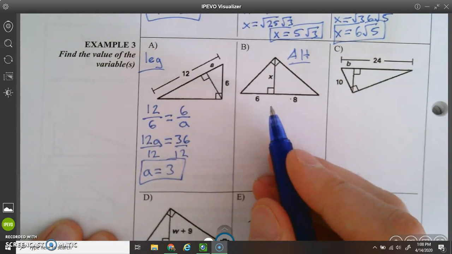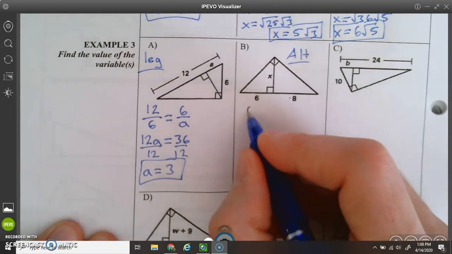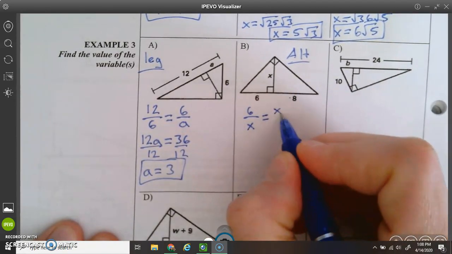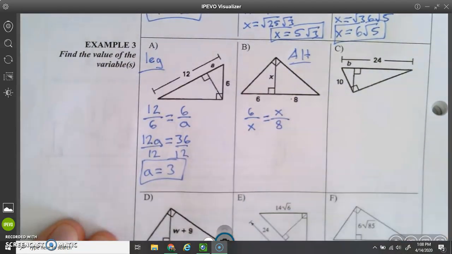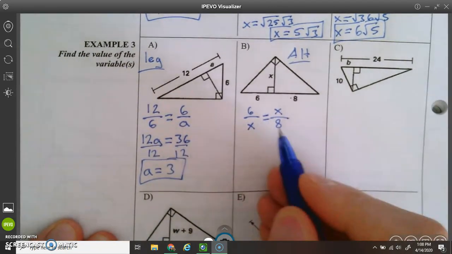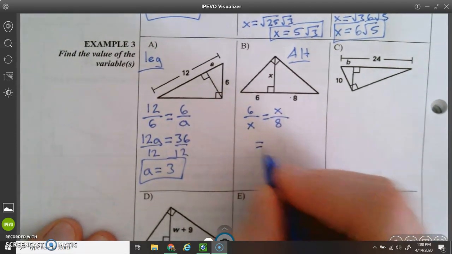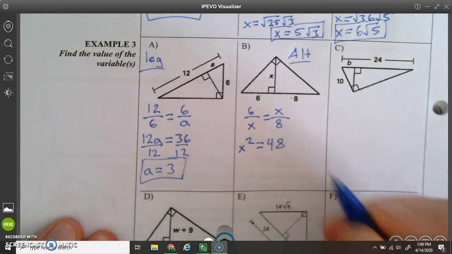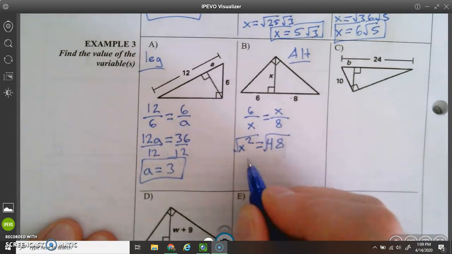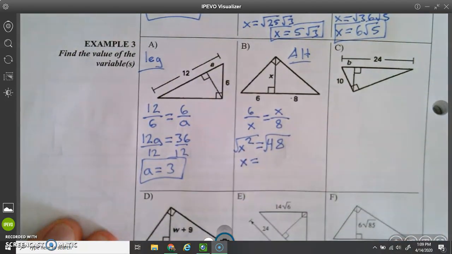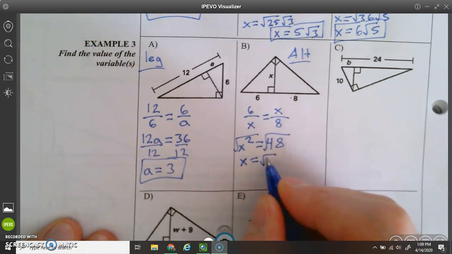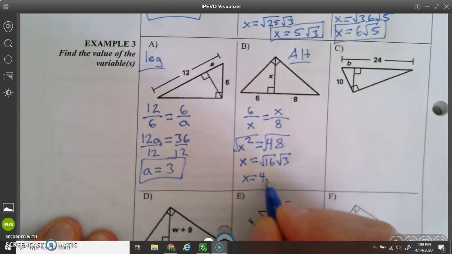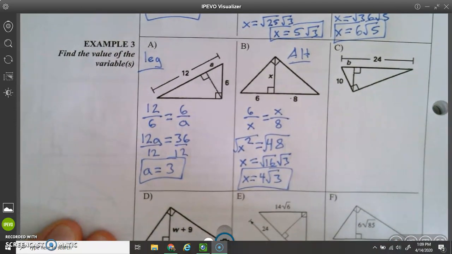So to find the altitude, we have 6 over x is equal to x, the altitude, over 8, the other side. 6 times 8 is 48, and x times x is x squared. I'm just going to reorient them so that x squared is on this side. 6 times 8 is 48. Square root both sides. And we get x equals square root of 16 times square root of 3. And then I get x equals 4 radical 3. That's B.